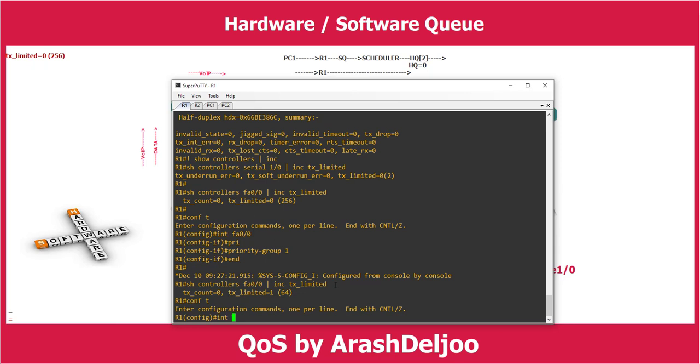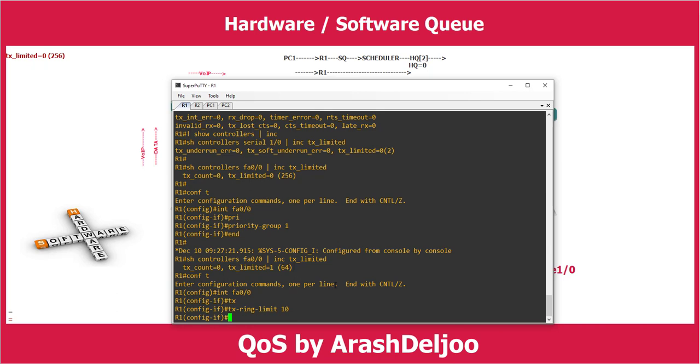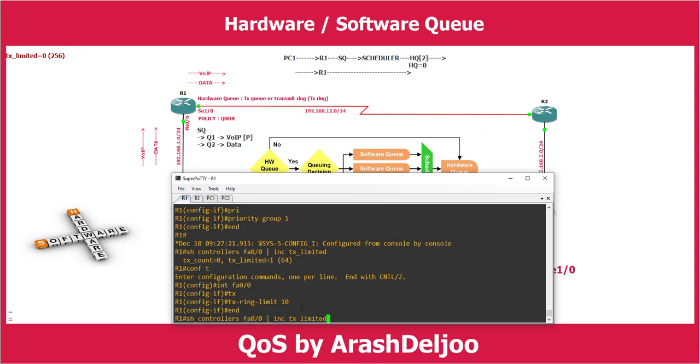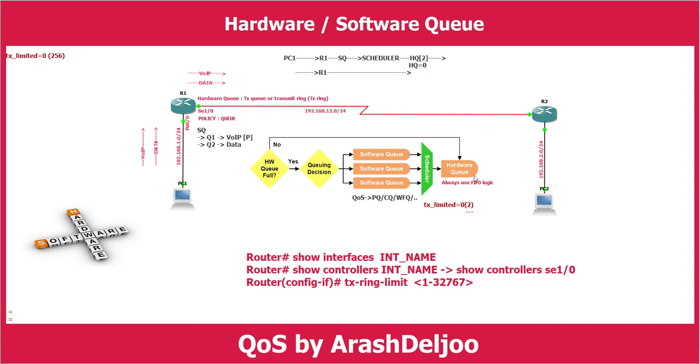Okay, if you want, you can decrease more than this. For example, on the interface fastethernet 0/0, we can use tx ring limit, for example, 10. In some cases you are applying a policy, but that policy doesn't work. You want to give more effect to your quality of service policy. You can decrease the hardware queue. With tx ring limit 10, now again in show controllers fastethernet 0/0 include tx limited, you can see the length of the tx ring is 10. What does it mean? Now the effect of our QoS policies is more than before.